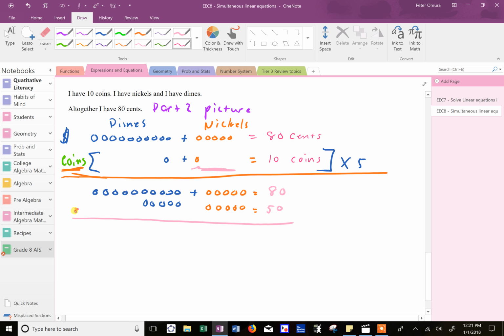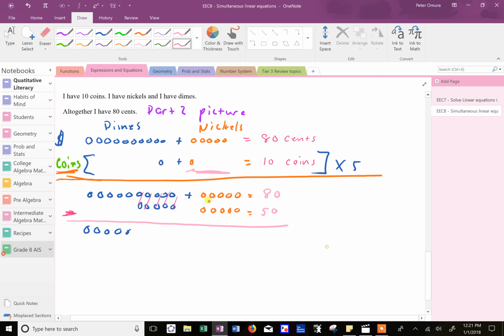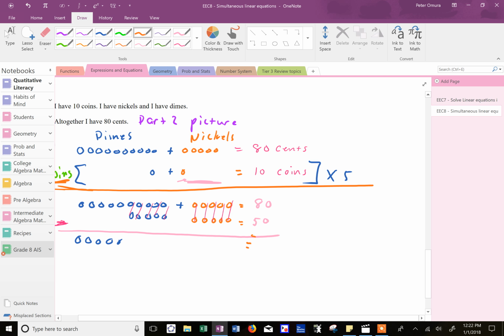If I were to subtract now, I had 10 dimes, and now I subtracted 5 dimes. 10 minus 5. These go away. And I'm left with my 5 dimes. 1, 2, 3, 4, 5. Take a look what happens with my nickels. I'm subtracting, so those all go away as well. Leaves me with no nickels. I don't have any nickels left. Well, I still have to subtract this. 80 minus 50 is 30.